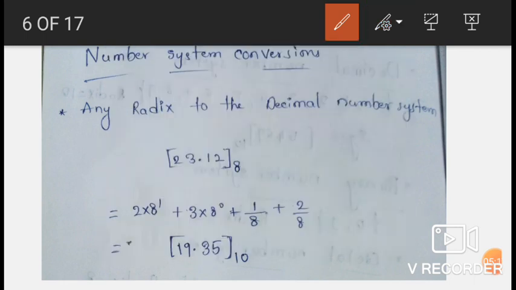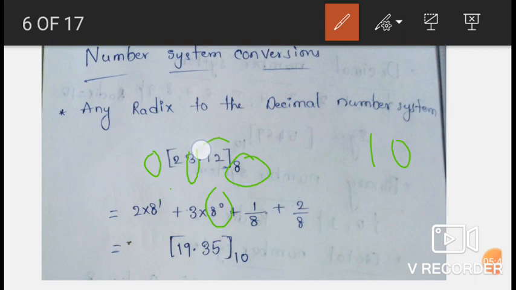So how do I have to do the process? If I want to convert from base 8 to base 10, what do I have to do? I have to multiply 3 with 8 power 0, and I have to multiply 2 with 8 power 1. If any other number is present here, I have to multiply that number with 8 square, and so on, and the final result should be added here.